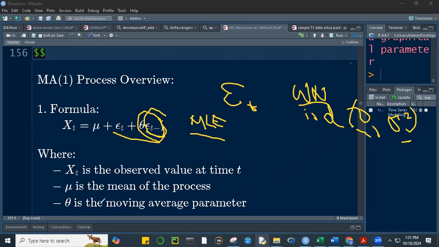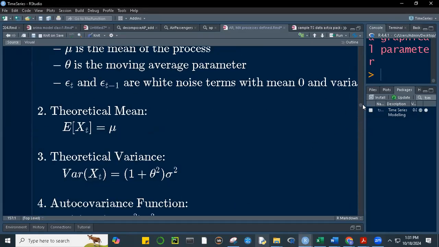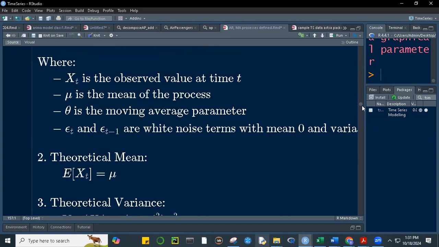Okay, so going down here, okay, as I said here, class, epsilon sub t and epsilon sub t minus 1 are white noise terms with mean 0 and variance sigma squared, which means constant variance.